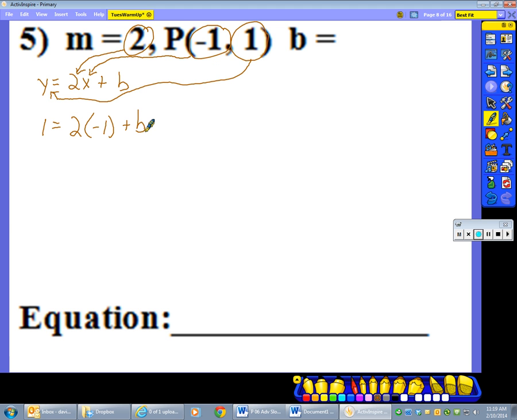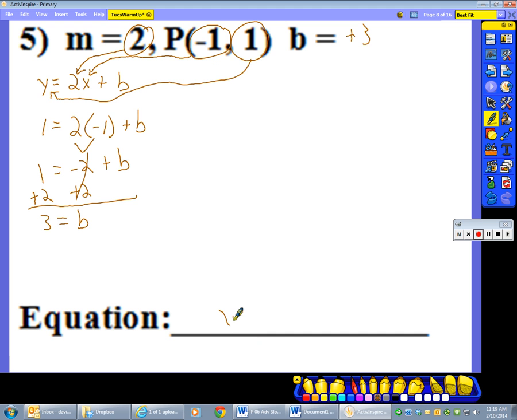Now what I did is I kind of just skipped some steps. If you watch videos for numbers 1 through 4, what I did is instead of just keep rewriting the equation, I went ahead and just subbed everything in together at the same time. So what I'm going to do is now solve this for b. So we've got 2 times negative 1 is negative 2. And we have 1 over here and plus b. And I'm going to add 2 to both sides so that I can get b by itself. And 2 plus 1 equals 3. So b equals 3, a positive 3.